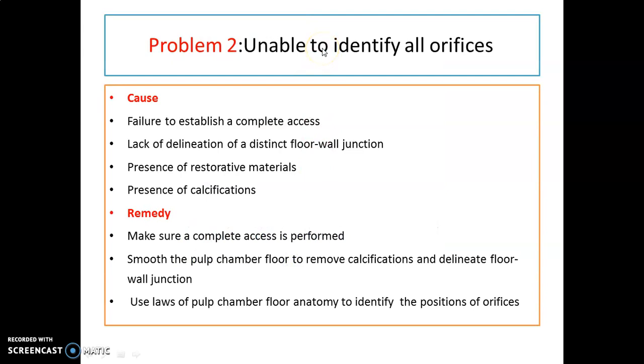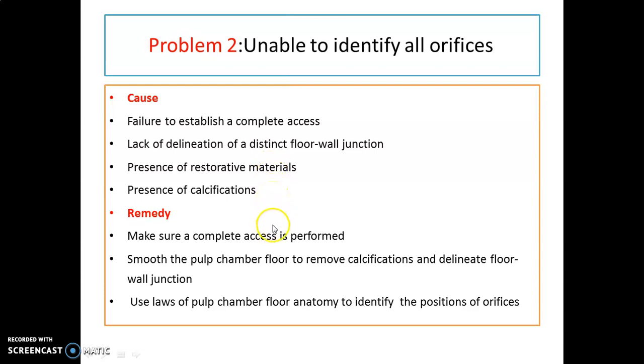Now problem 2: unable to identify all orifices. Whenever we go for root canal access cavity preparation, it usually happens. What are the causes? The 4 important causes. First, you have not established a complete access; we can see the mouse hole effect. There is a lack of demarcation of the distal floor wall junction. And the presence of restorative materials or calcification.